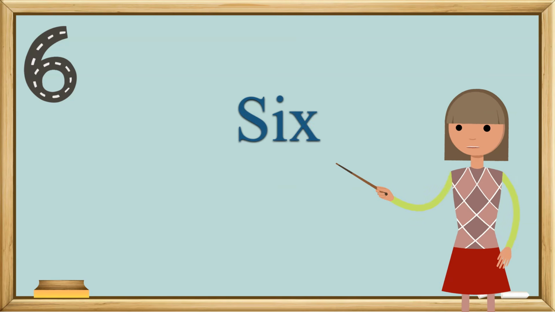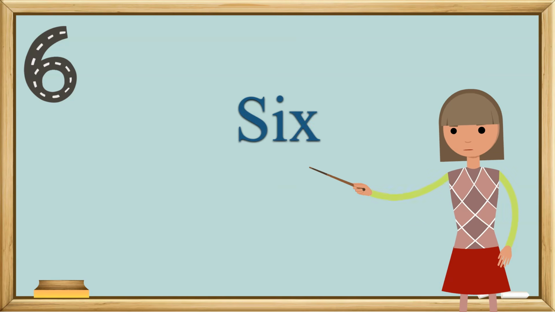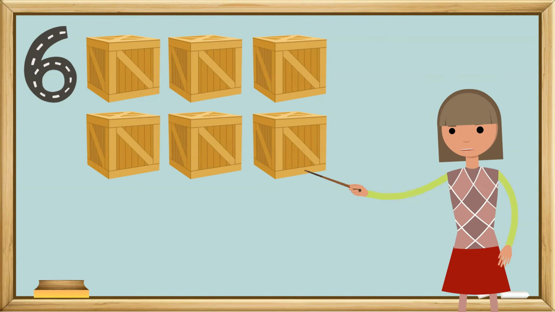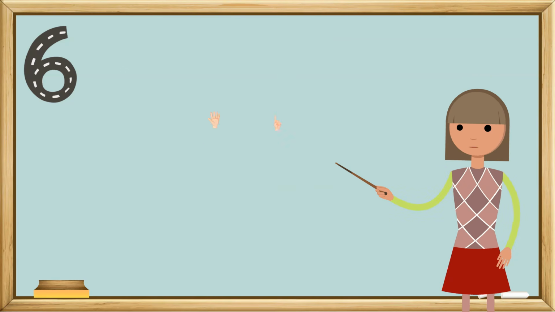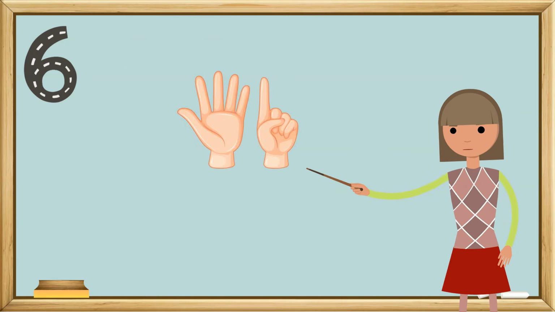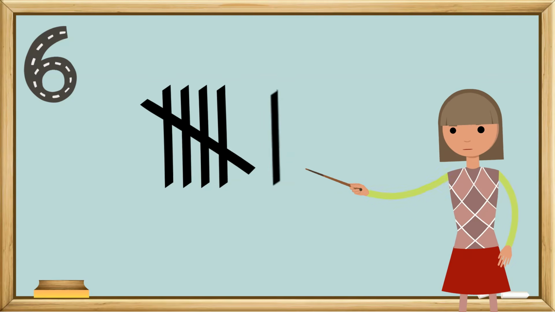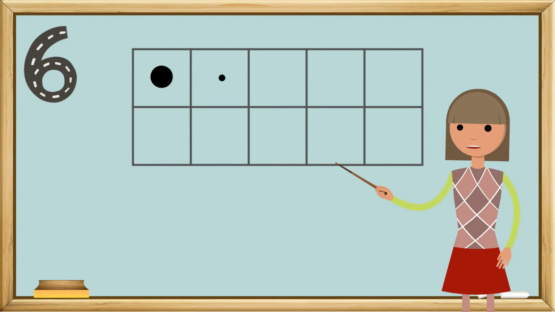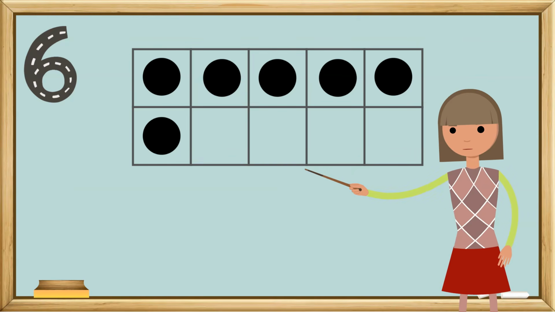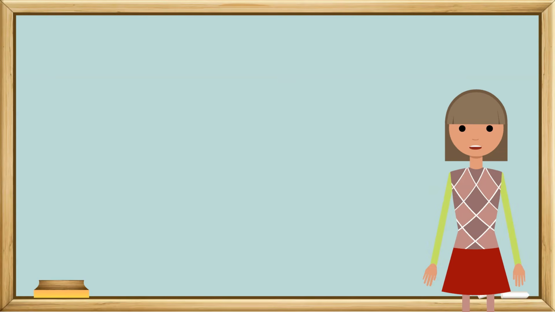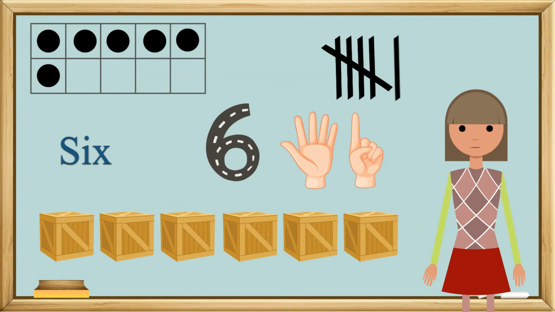We can use the letters and write 6. We can have 6 objects. We can show 6 fingers. We can use tally marks, or we can have 6 dots in our tens frame. These are some of the ways you can use to represent number 6.